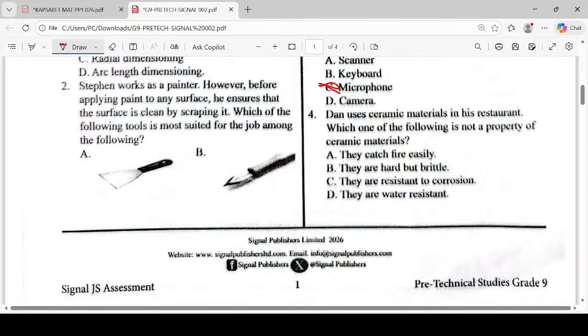Let's have a look at question number 4. Dan uses ceramic materials in his restaurant. Which one of the following is not a property of a ceramic materials? A, they catch fire easily. B, they are hard but brittle. C, they are resistant to corrosion. D, they are water resistant. So when you look at that, the property that is not of ceramic materials is resistance to water. So that is the odd one out.